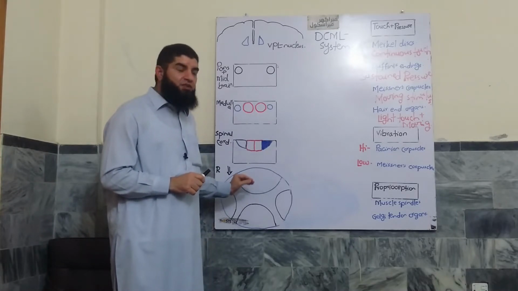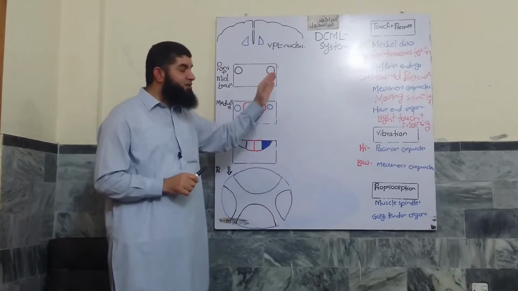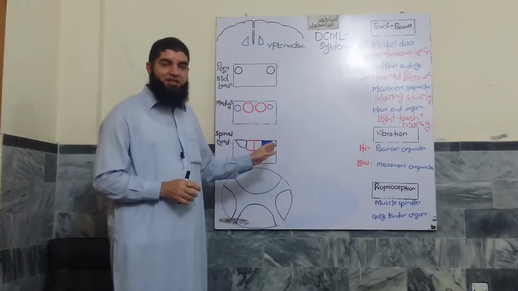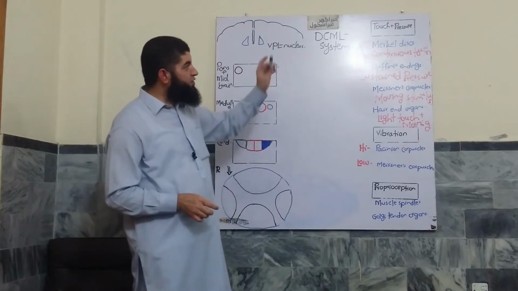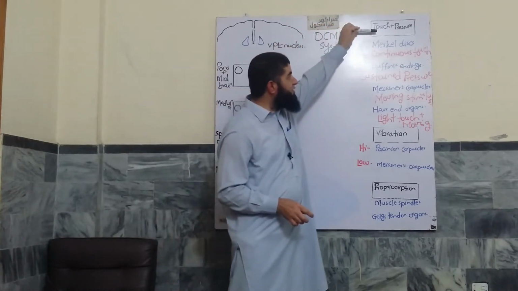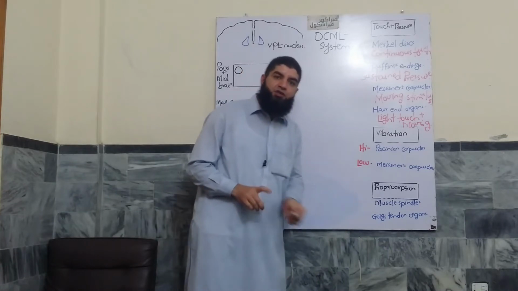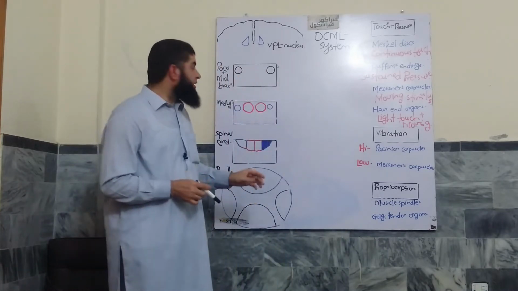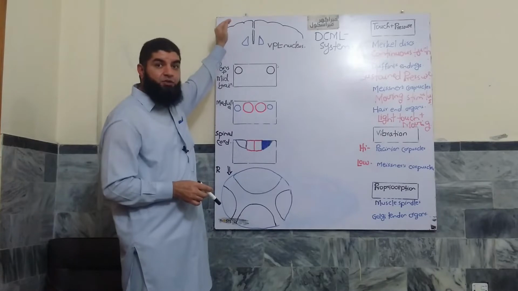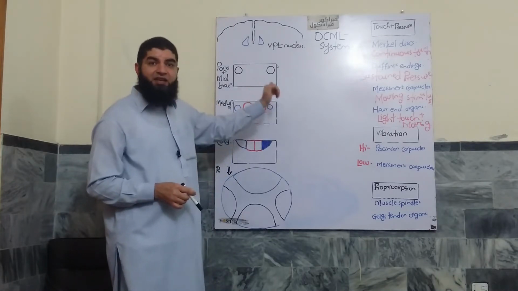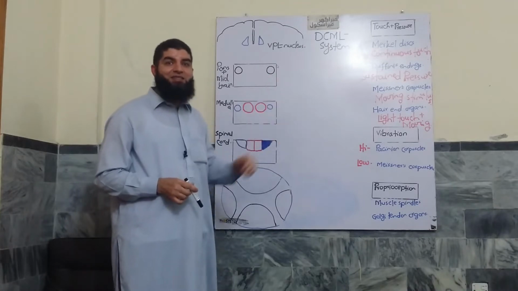So the name is self-explanatory, the dorsal column medial lemniscal system. To begin with, it is a sensory pathway for transmission of sensations of touch and pressure, vibration, and proprioception from peripheral parts of the body all the way to the cerebral cortex. Okay, and the first part, like every sensory pathway, is the receptor part.